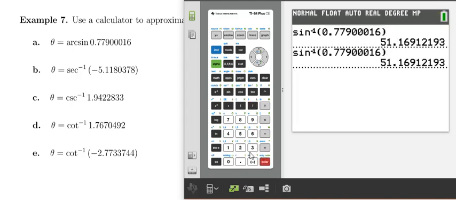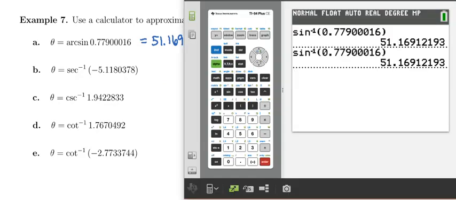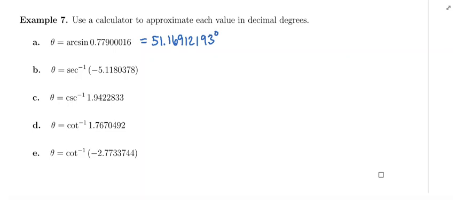I'm going to write down the full decimal expansion. Remember, this is going to be a number in degrees. So this is going to equal 51.16912193 degrees. That is your degree measure for that particular angle. Again, nothing fancy. Let's move on to secant inverse.